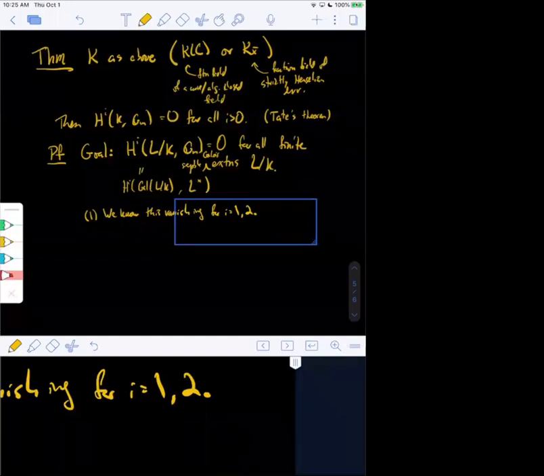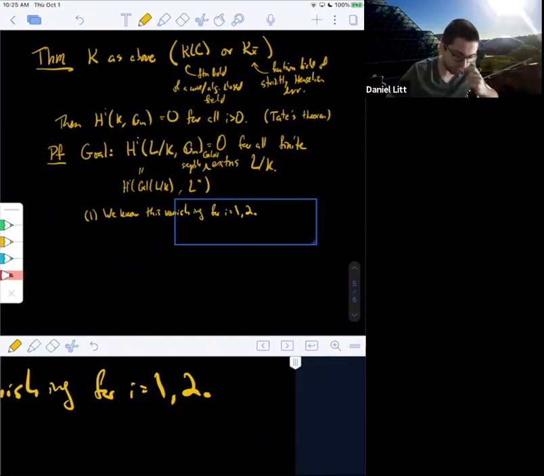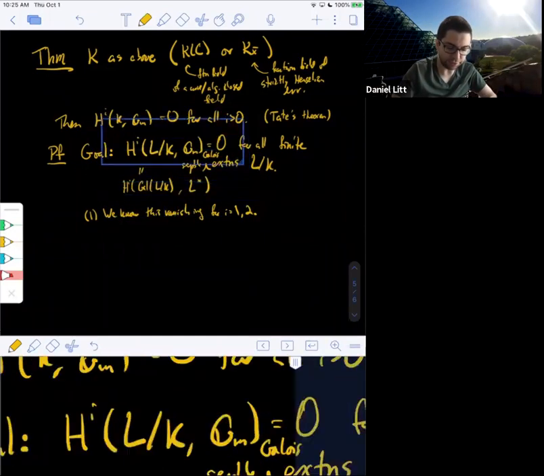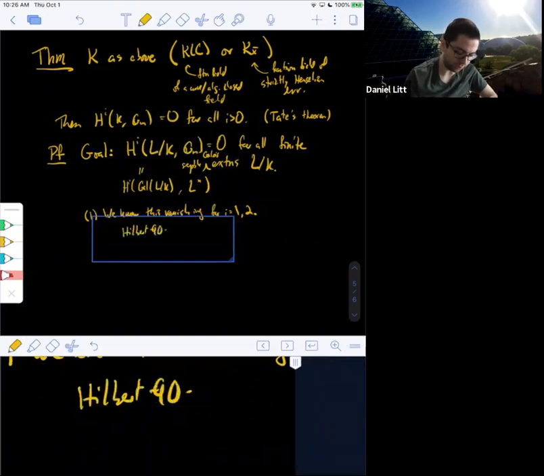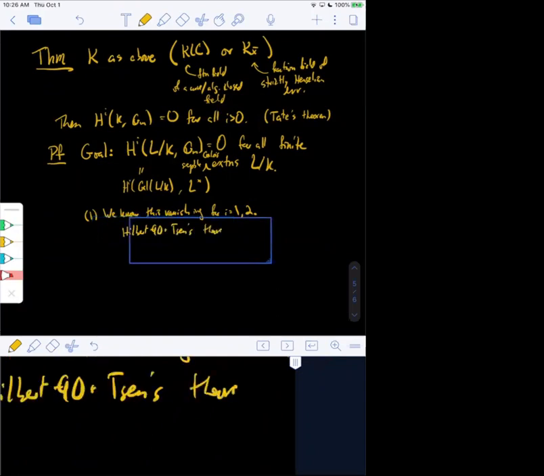One is by Hilbert 90, and then 2 is by what we talked about before. Yeah, so that's basically right. So that would be if I didn't have this L over K here, but in this case it's that plus inflation. It's Hilbert 90. So Hilbert 90 plus Tsen's theorem plus inflation restriction.